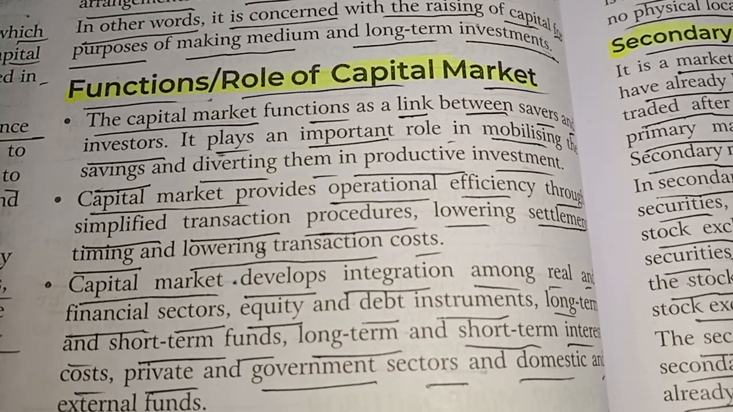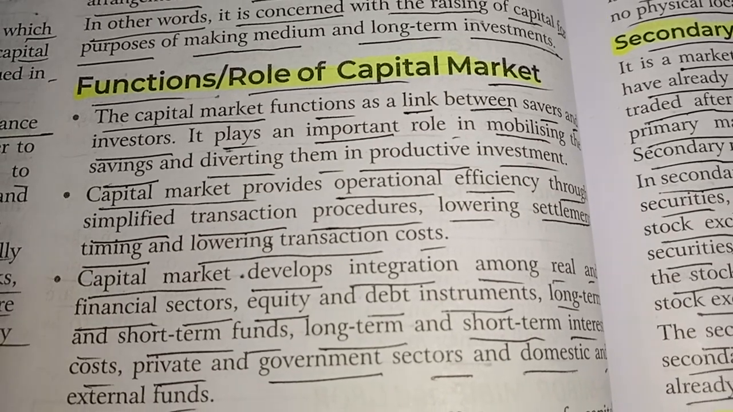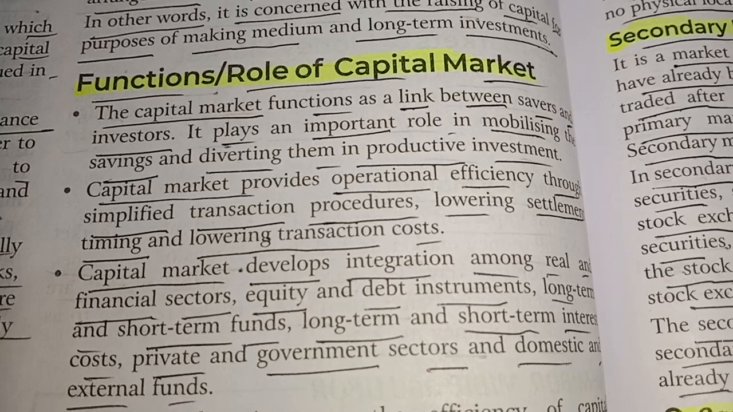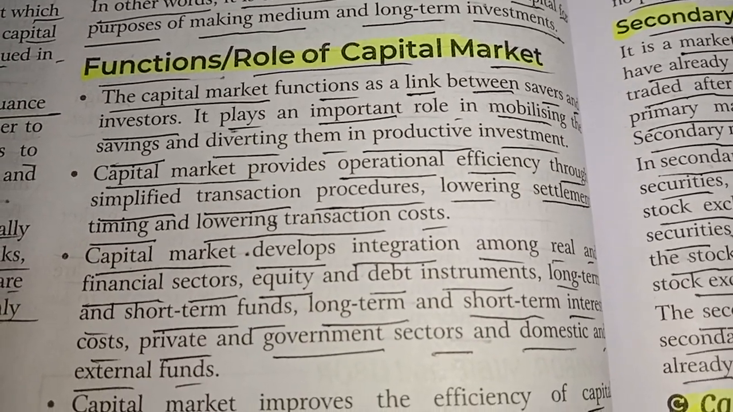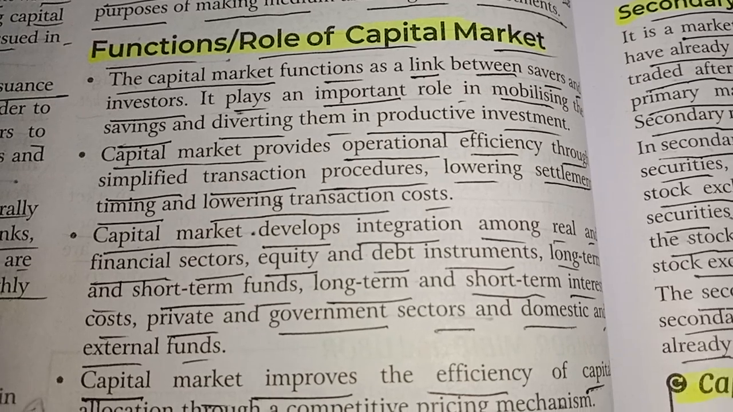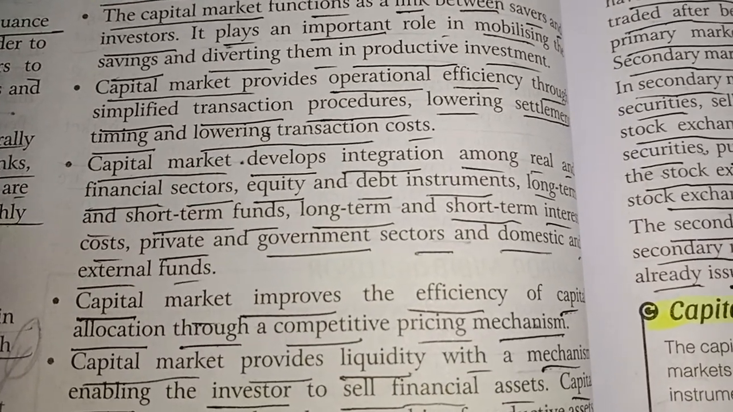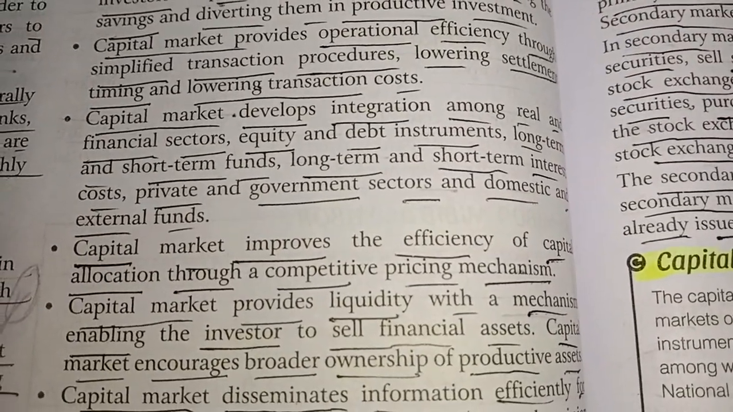Capital market develops integration among real and financial sectors, equity and debt instruments, long-term and short-term funds, long-term and short-term interest cost, private and government sectors, and domestic and external funds. Capital market improves the efficiency of capital allocation through a competitive pricing mechanism.